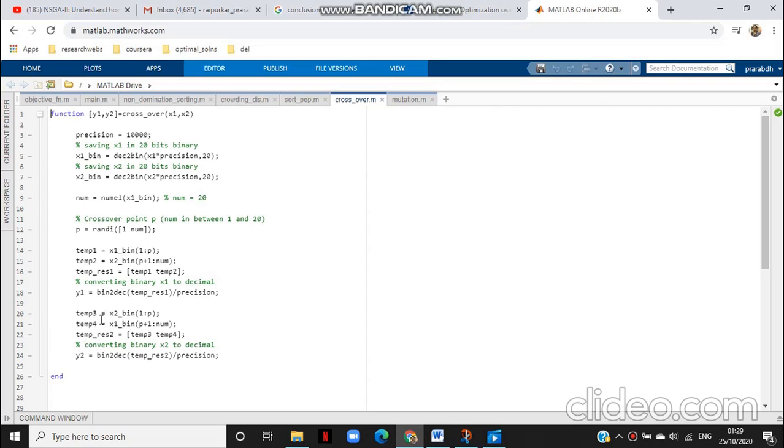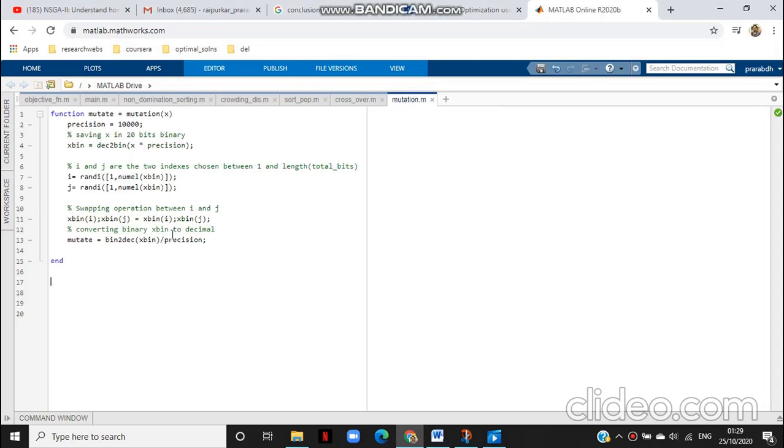And then again we take the first part of x2 and the second part of x1, and then we generate another number. In this way we get y1 and y2. This is called crossover theory. And then comes the mutation theory.